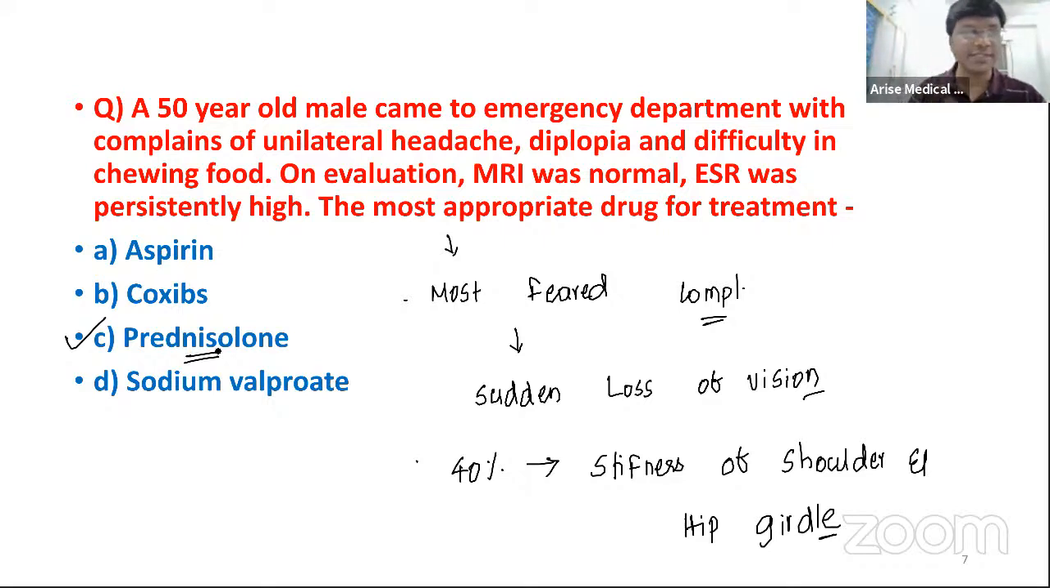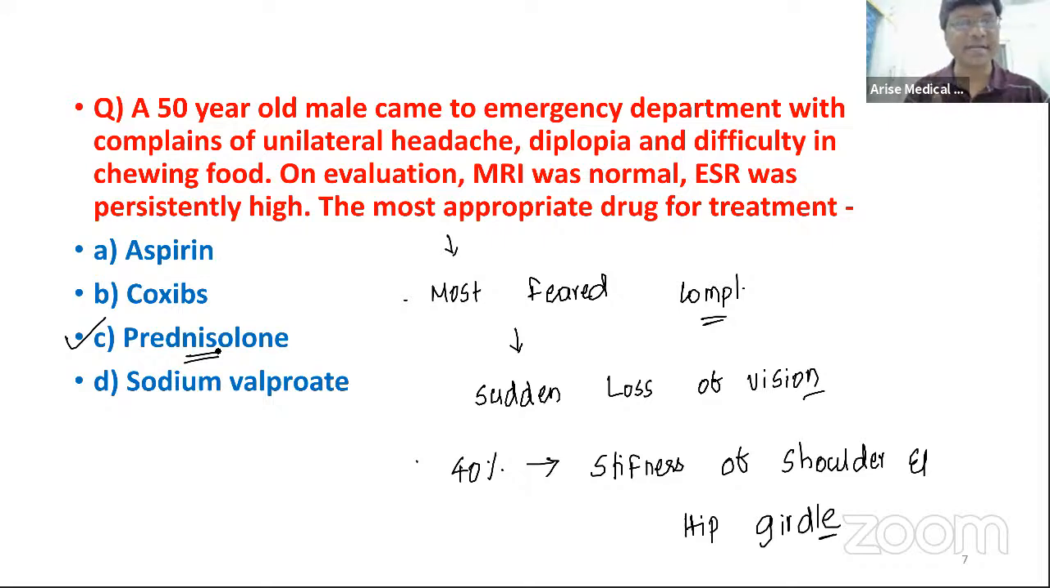I will summarize giant cell arteritis in just 2 minutes. Giant cell arteritis is a large vessel vasculitis. It is commonly seen in the age group more than 50 years. It most commonly presents with unilateral headache, and they will have tenderness over the temporal artery because the temporal artery is inflamed. You can feel for the temporal artery in an individual with temporal arteritis, and the other name for temporal arteritis is giant cell arteritis. The most feared complication is complete loss of vision due to the involvement of the ophthalmic artery. They will also have jaw claudication, and in 40% of individuals, there will be stiffness of the shoulder as well as the hip girdle.